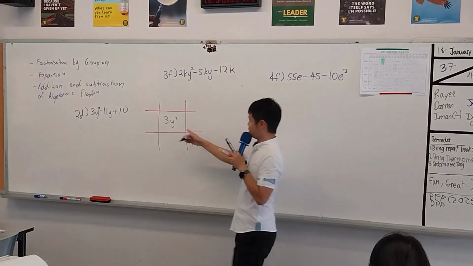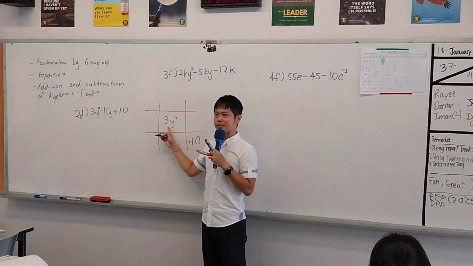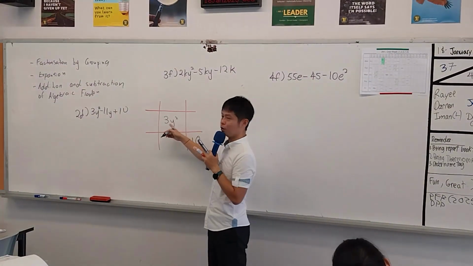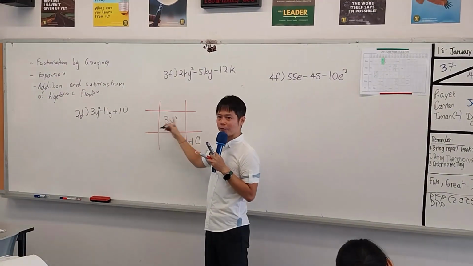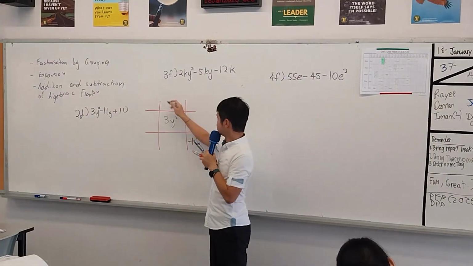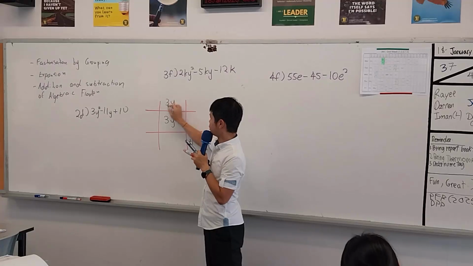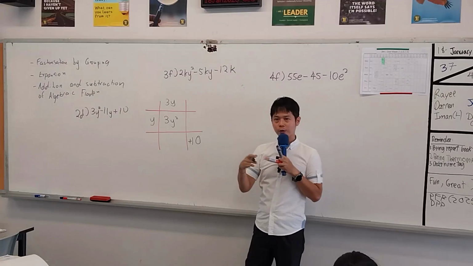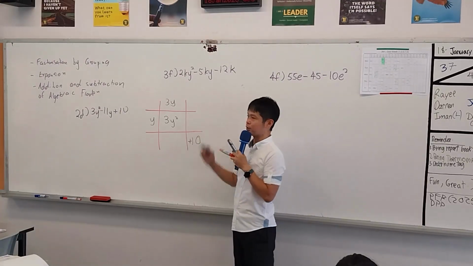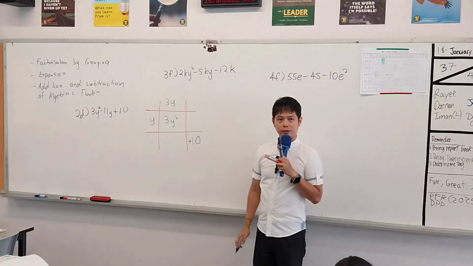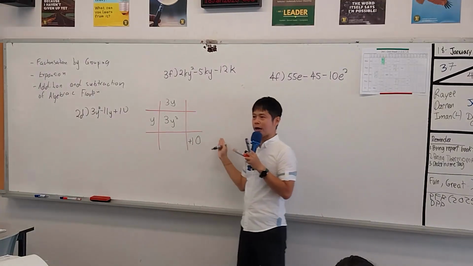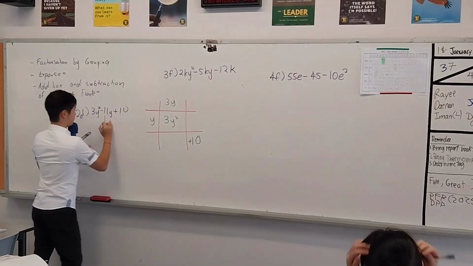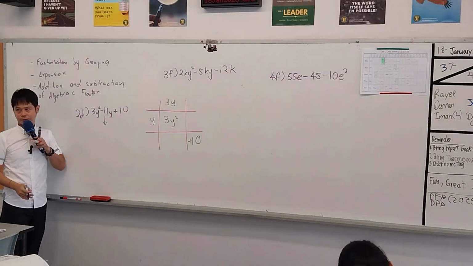Now, lucky for us, this is a prime number. So we will know that what y times what y will give you 3y squared. So we will have 3y multiplied by y. That is the only possible multiplication. 3y multiplied by y, you get 3y squared. So I have the 3y squared, I have the 10. The problem now is we have to get negative 11y.